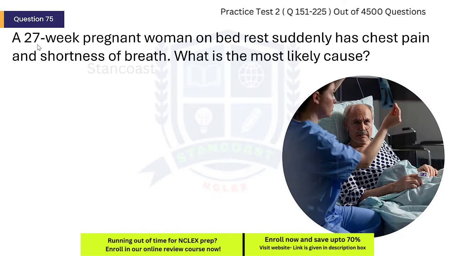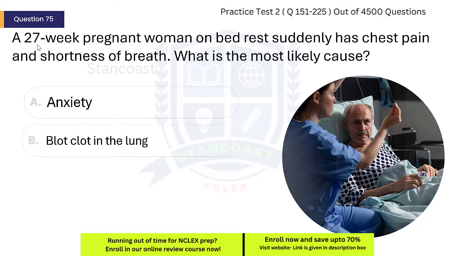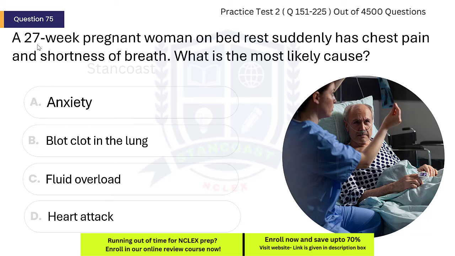Last question for today. A 27-week pregnant woman on bed rest suddenly has chest pain and shortness of breath. What is the most likely cause? A. Anxiety. B. Blood clot in the lung. C. Fluid overload. D. Heart attack. Think about the risks associated with prolonged bed rest.